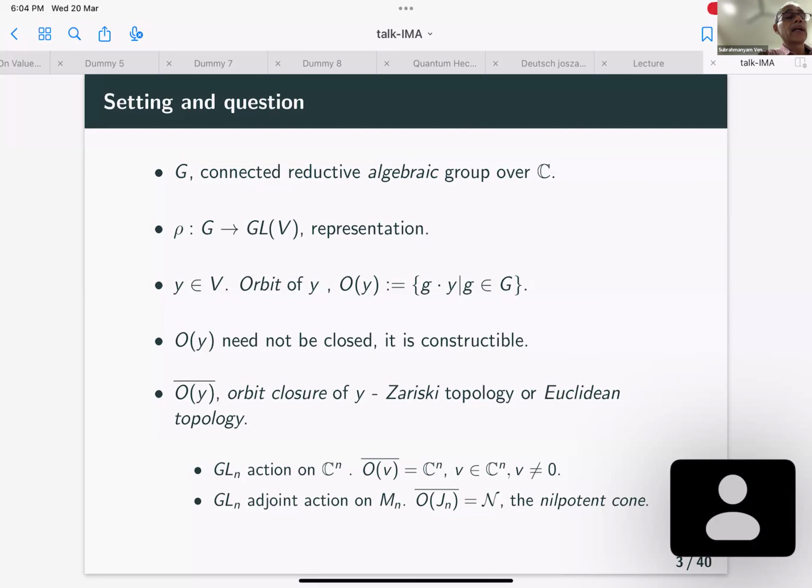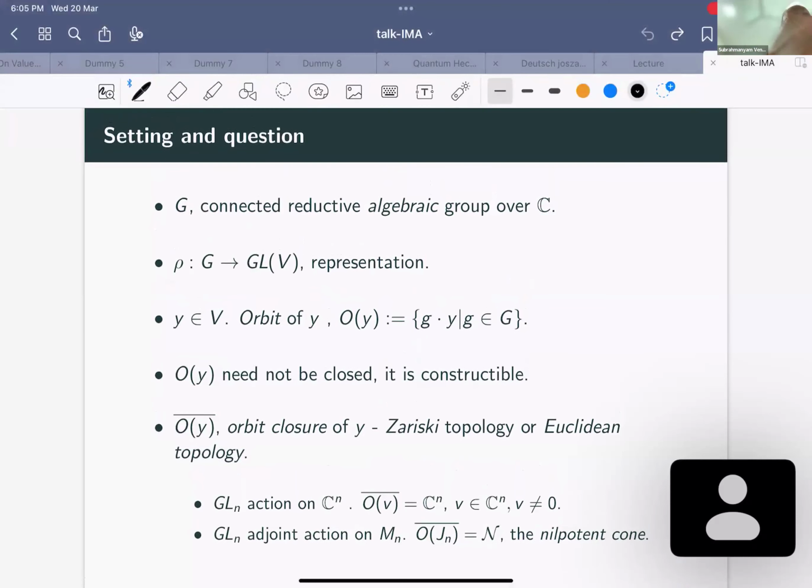invertible matrices of size dim V cross dim V. Now, given a point Y in V, we can talk of its orbit. The orbit of Y is all points that I can reach via G. Of course, we know that the orbit need not be closed. It is what is called a constructible set in geometry. Of interest for us is the orbit closure of Y, taken either in the Zariski topology or in the Euclidean topology.